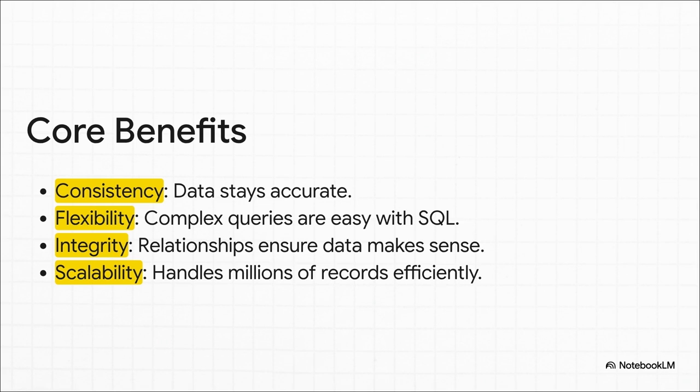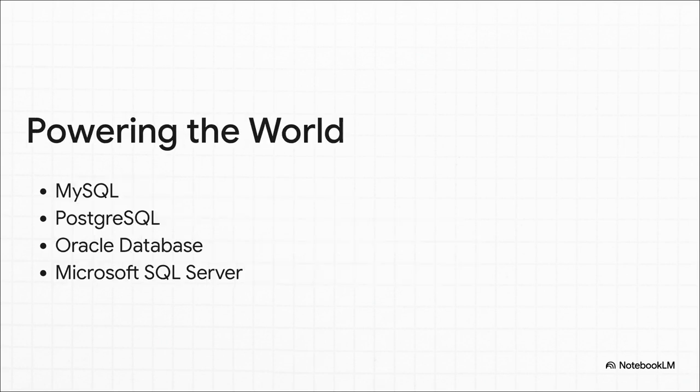Third, and this is a big one, is integrity. Those keys we talked about, they make sure the data actually makes sense. You literally can't create an order for a customer who doesn't exist in the system. And finally, scalability. These things are built from the ground up to handle millions or even billions of records without breaking a sweat.